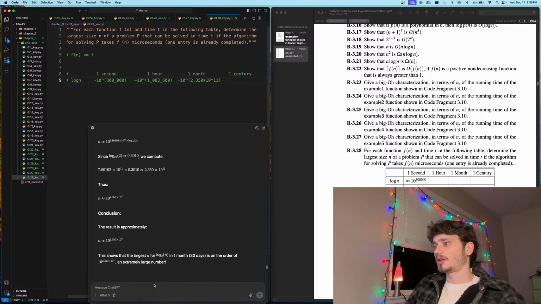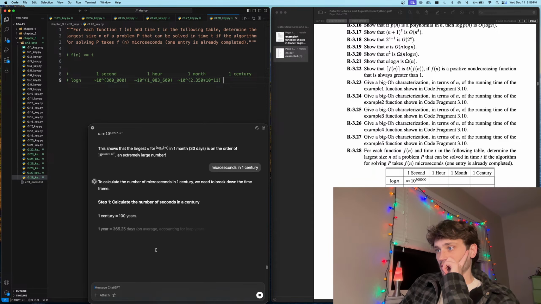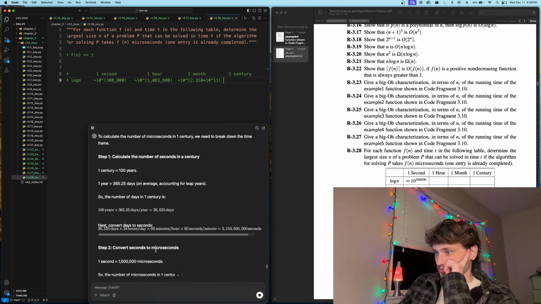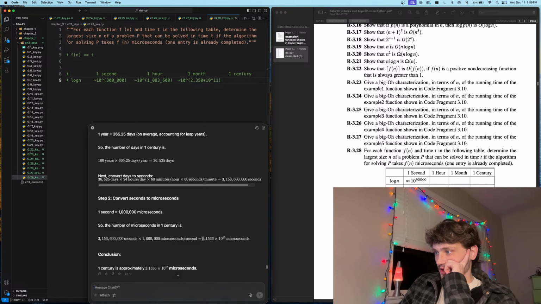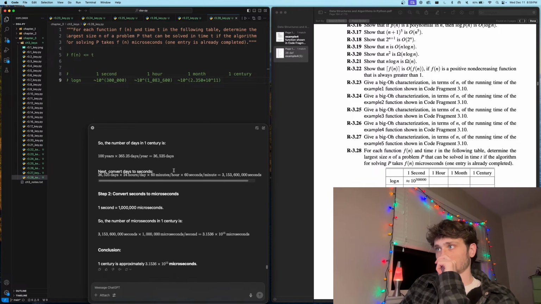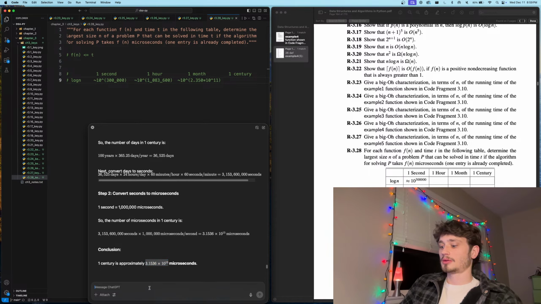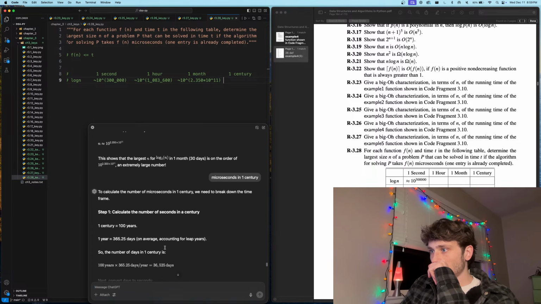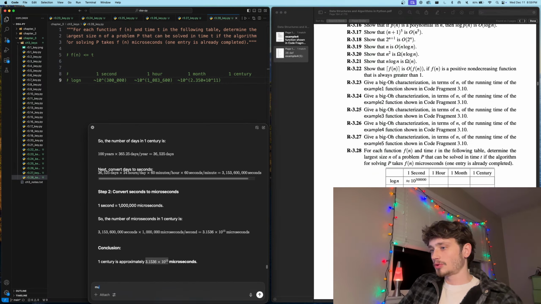Okay. So then let's try this again. So we'll say microseconds in 1 century. Okay. So this is the amount of microseconds in 1 century. So we'll say, right, it's going to be 2 to the power of that. Multiply that by 0.301.